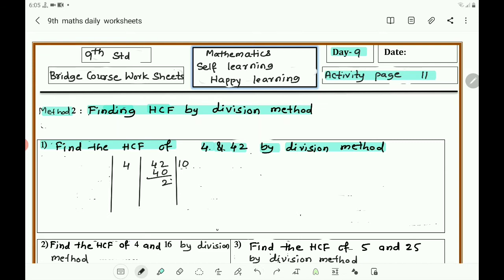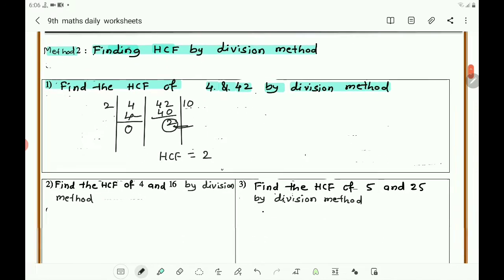Take that remainder and divide 4 by it. You know that 2 twos are 4. You got 4 minus 4 is 0. So lastly you divided this 4 by 2. So this 2 is the HCF. Therefore you can write HCF equals 2. One more example let us take.